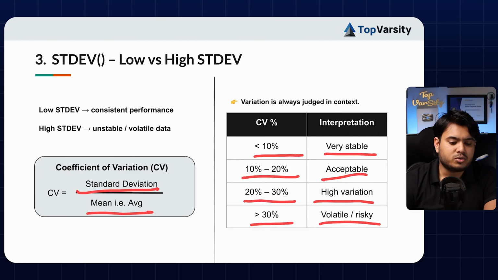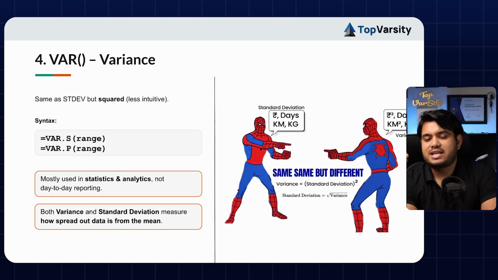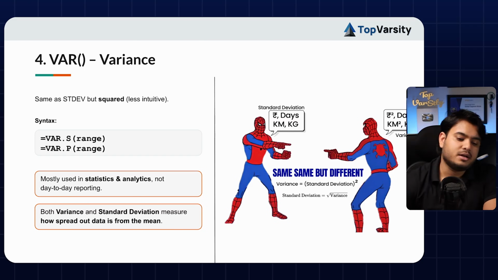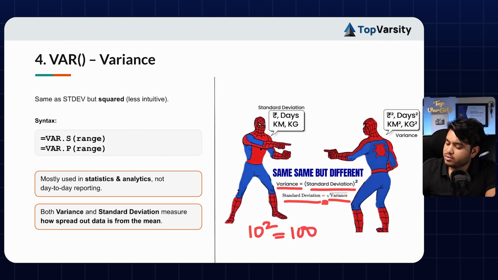Now we'll go to the next formula, which is variance. Variance and standard deviation are related, and I'll tell you how. You can see here, standard deviation is equal to the square root of variance. So variance is the square of standard deviation. Let's say you get 10 as the standard deviation; if you want to calculate variance, just square it, which is 100. So 100 is your variance.